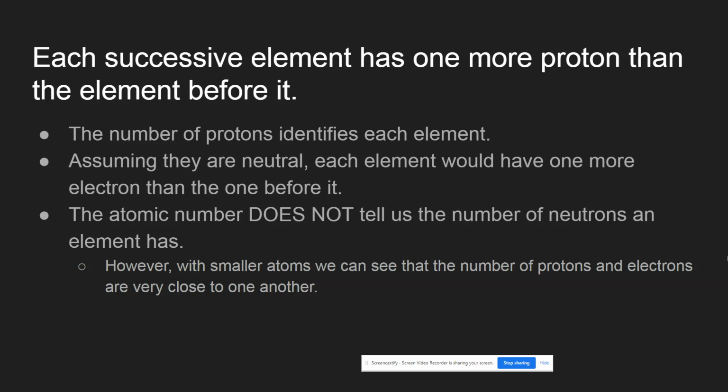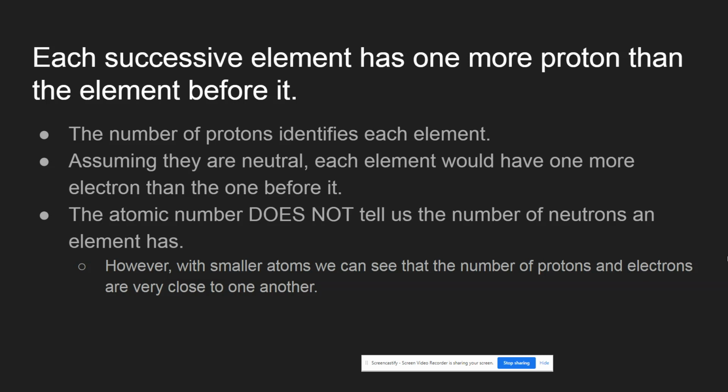Okay, if you look at your periodic table, each successive element has 1 more proton than the element before it. As we go from left to right on the periodic table, you will see the atomic number increase by 1. I like to tell my students, moving along the periodic table is like playing a board game. I know a lot of families don't play board games anymore, but it is very much like playing a board game. You move 1 space at a time, and that atomic number goes up every time.